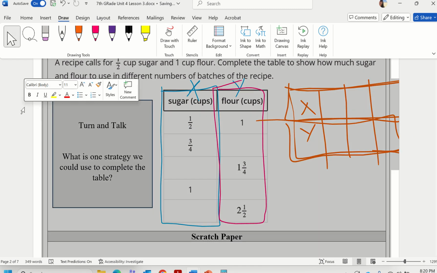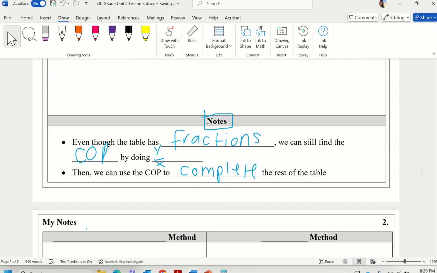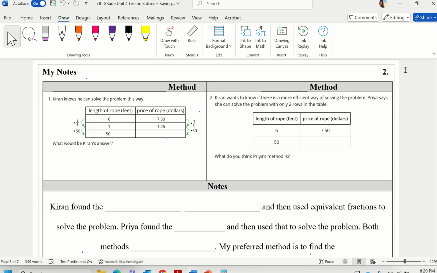All right, so let's go ahead and turn to the next page, which says number 2, and it has my notes on there. And for this, we're going to look at 2 different methods, 2 different ways to solve problems. The first one is Karan's method, and that's this table on the left. The second is Priya's method, and that's this table on the right.